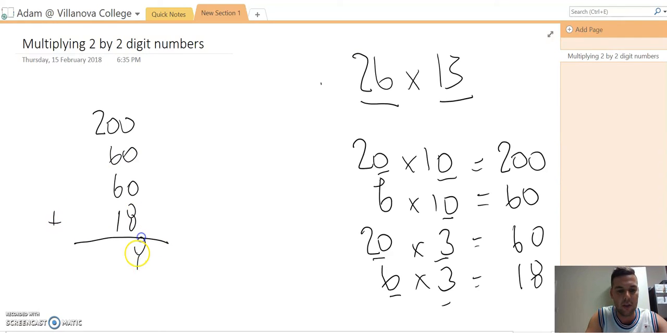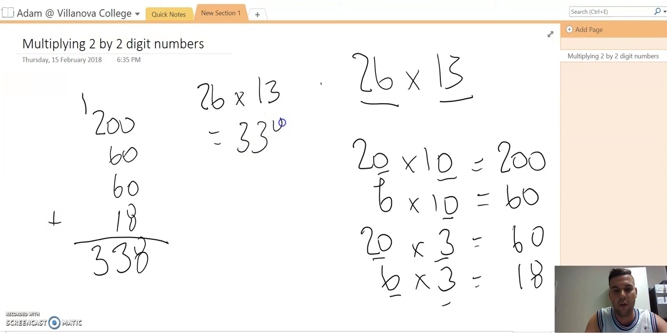8 plus nothing is obviously 8. 6 plus 6 is 12, plus the 1 is 13. We carry our 1 over here. 2 plus 1 is 3. So we now know 26 times 13 equals 338. Perfect. Hopefully that solves that equation.